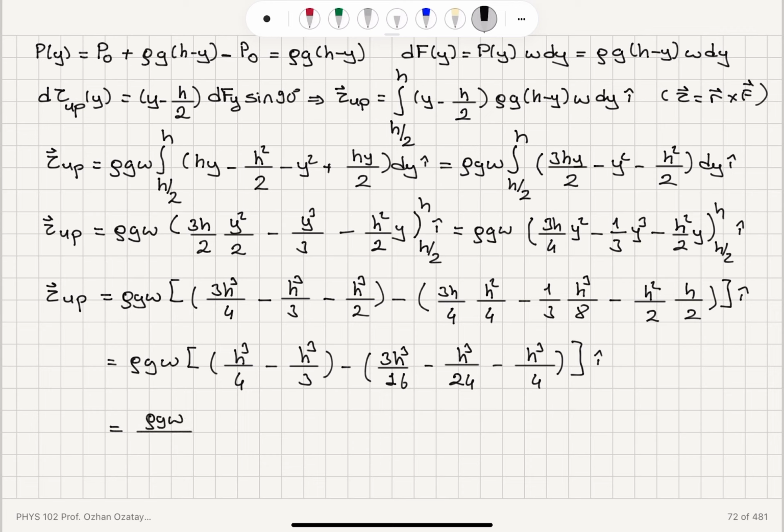Rho g w divided by 48. I see that I have here 12 times 4 is 48, so this will be 12h cubed over 48. So this is 12h cubed. And 16 times 3 is 48, so this is minus 16h cubed. And then here I have 9h cubed, but there's the minus sign, so this will be minus 9h cubed.